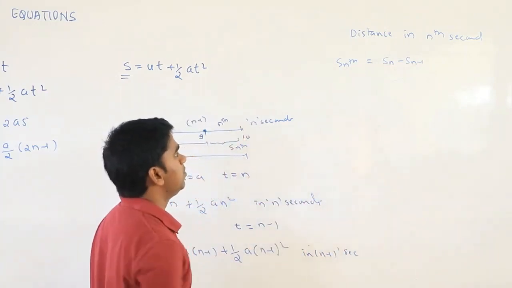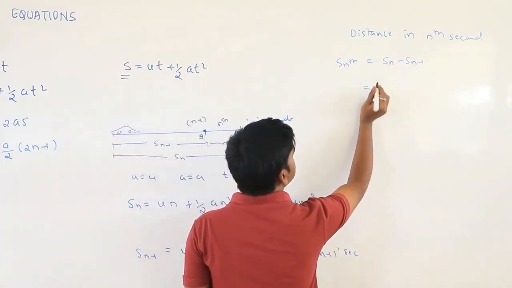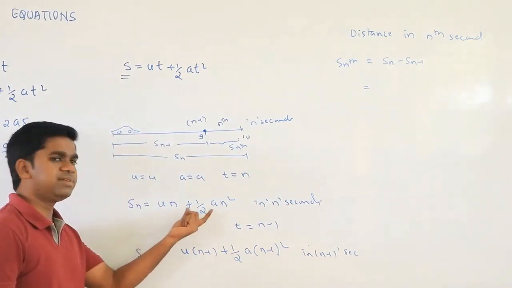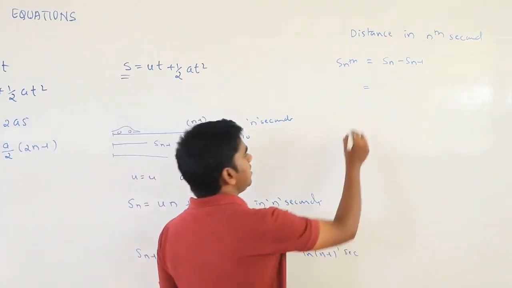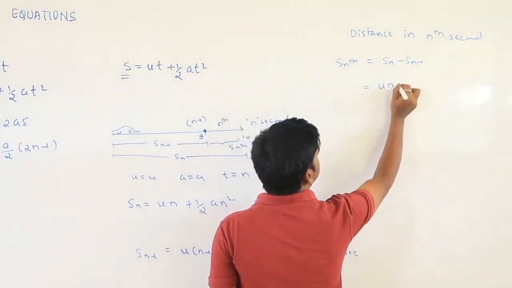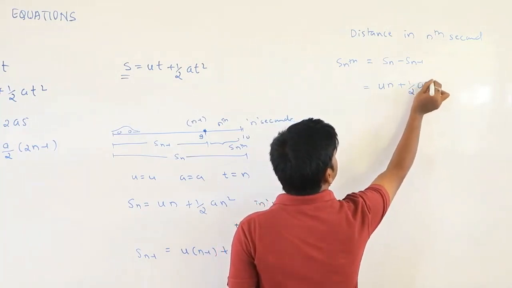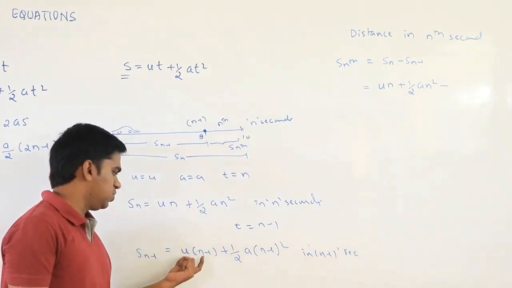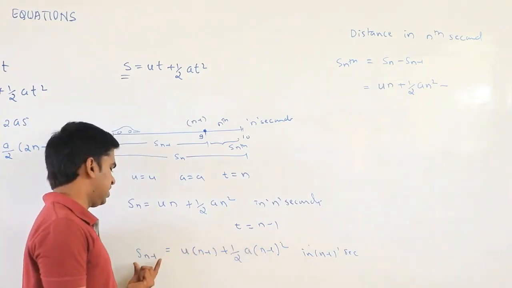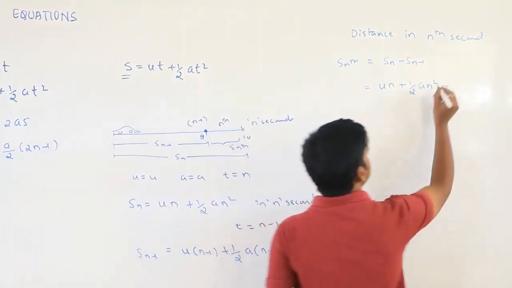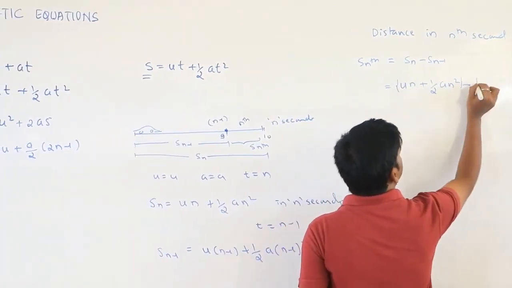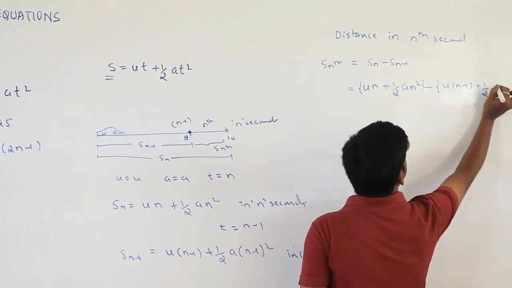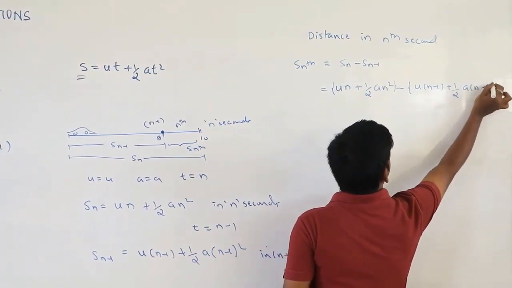Okay, so now substitute what Sn is. Sn is here. Sn is un plus half a n square. Okay, so Sn is un plus half a n square minus, so what is that? Minus u n minus 1 plus half a n minus 1 square, because we are substituting Sn minus 1. So we will write it in a bracket. Okay, so here u n minus 1 plus half a n minus 1 whole square.